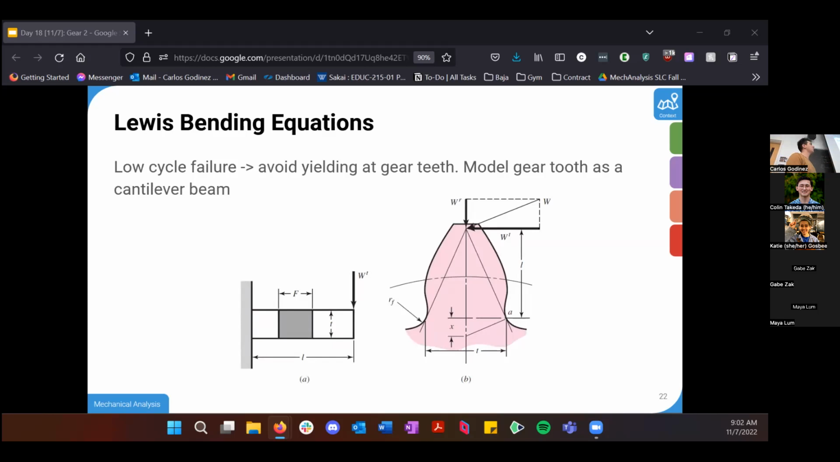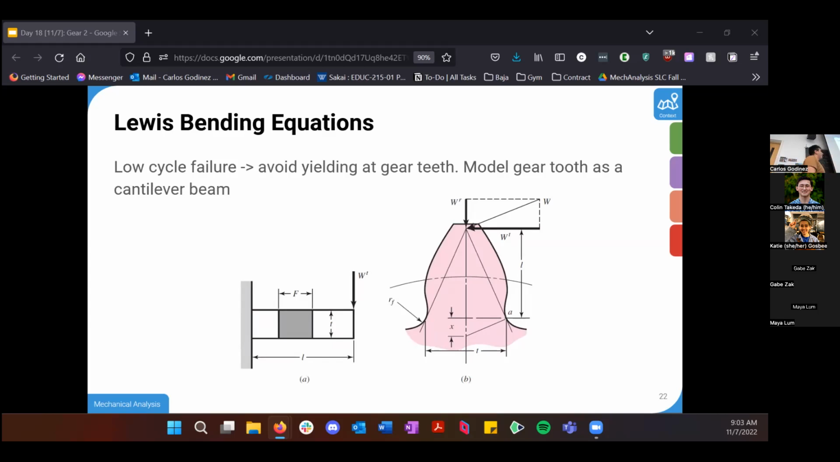So for low cycle failure, where you're not designing for lifetime, or you're just mostly concerned with, am I going to exceed the yield strength of this? For a first order approximation, you can say that a gear tooth is essentially just a cantilever beam. So all those tools we've spent a lot of weeks on at the beginning, they're useful.